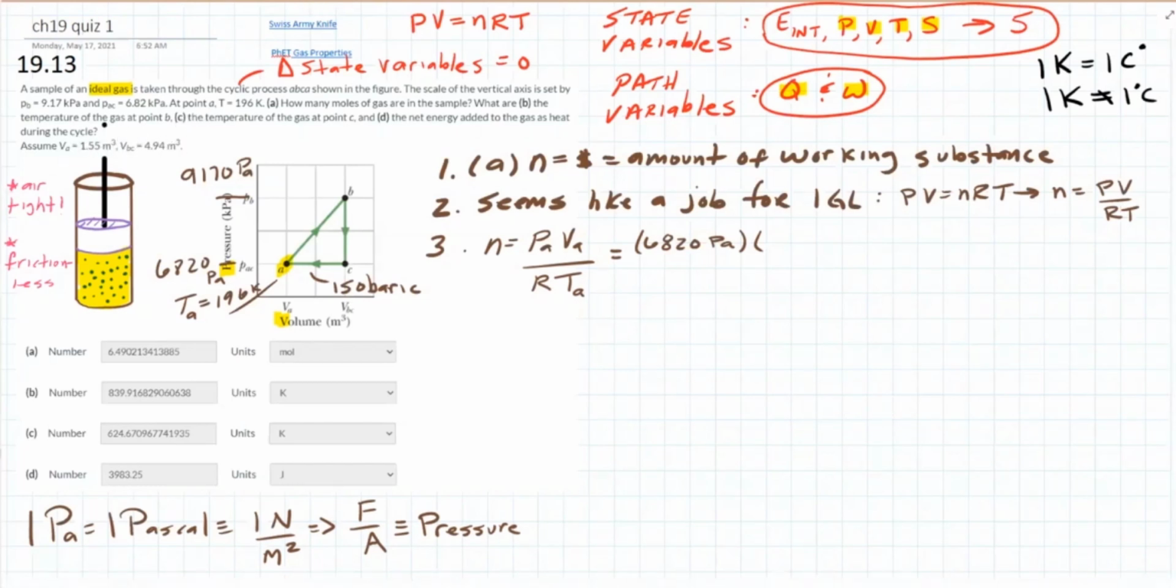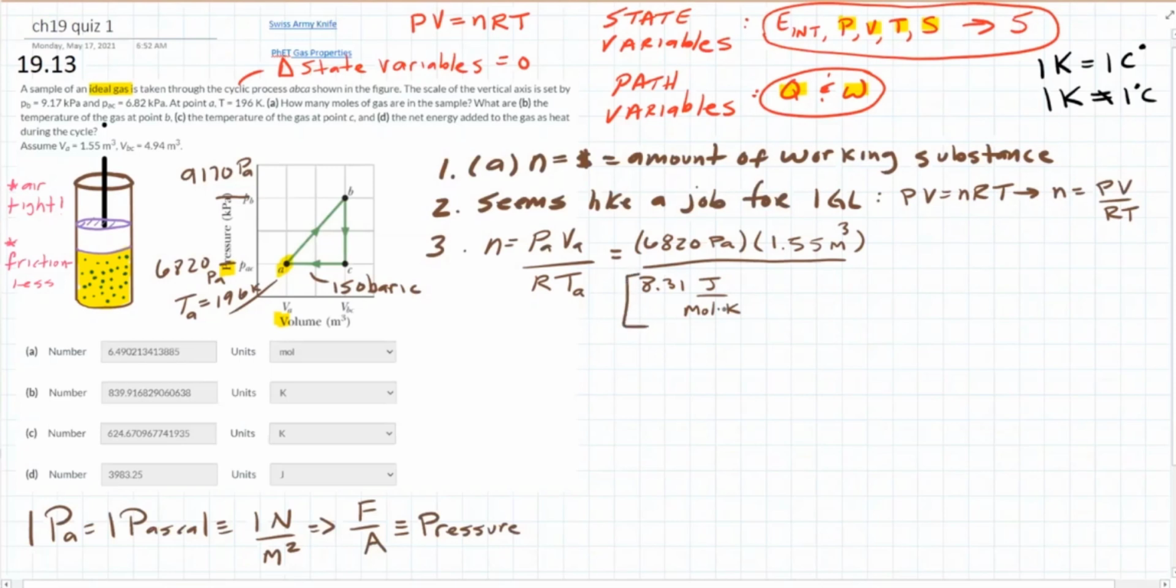Okay. Assume the volume at A is 1.55 cubic meters. All right, that's my numerator. Here's my denominator. R is the gas law constant, 8.31 joules per mole times Kelvin. This is one of the very most fundamental constants in nature. It's called the gas constant, and it's just basically determined.